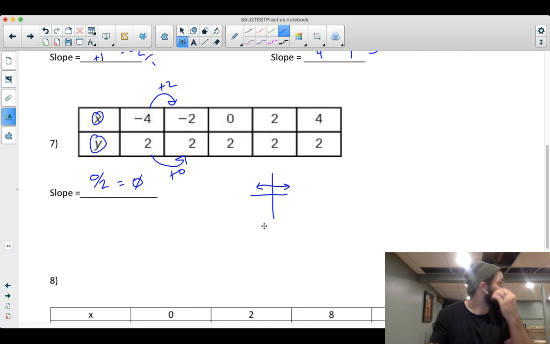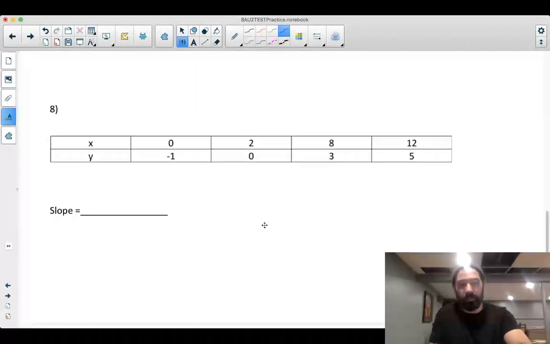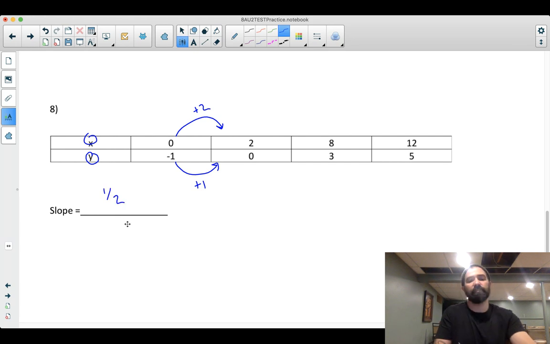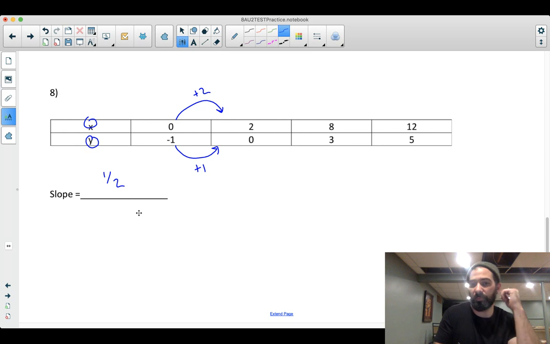About right there. Number 8. From -1 to 0, that's +1. From 0 to 2, that's +2. Rise over run, change in y over change in x, 1 over 2. And you're done.